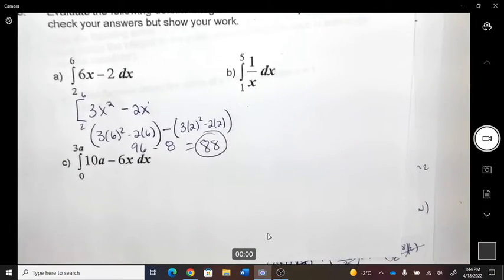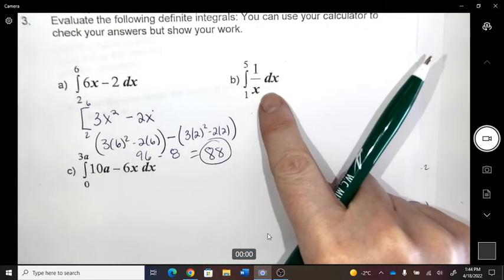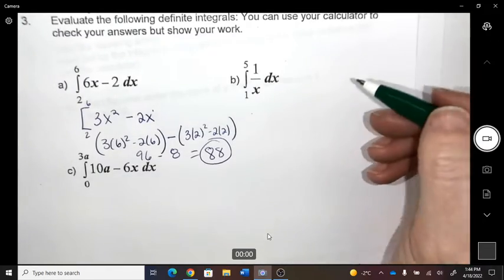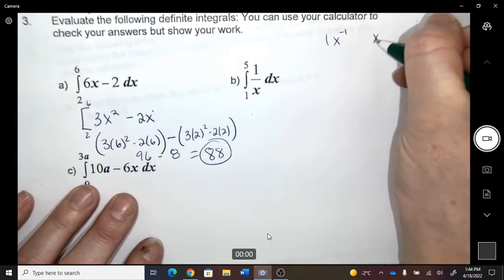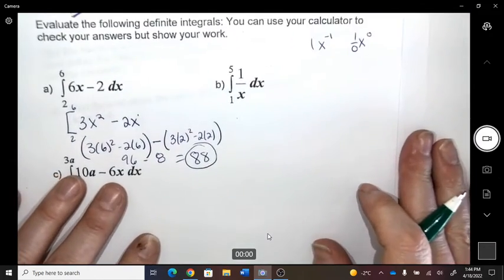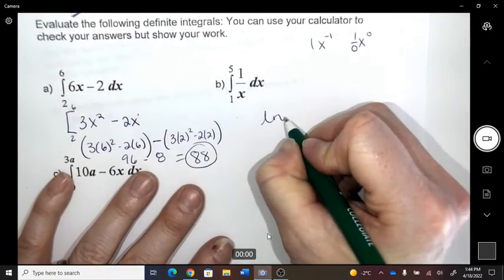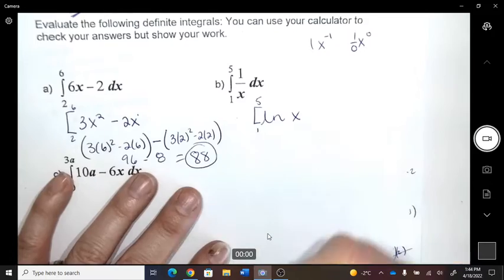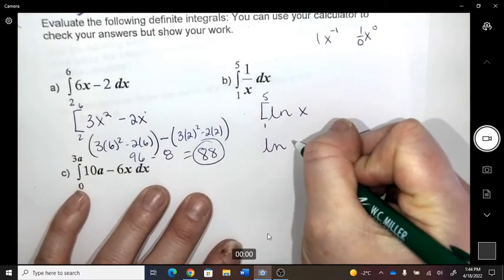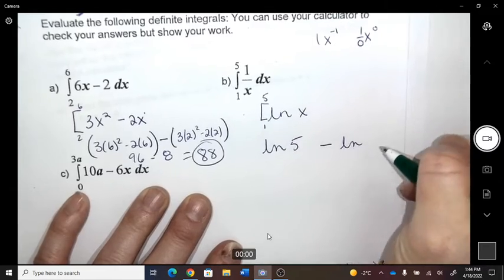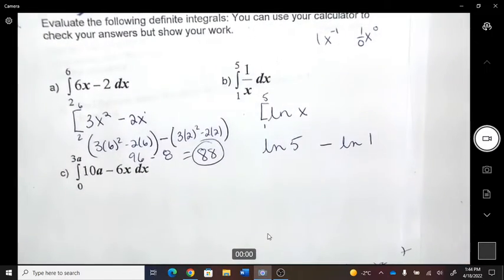Okay, B. Probably one of these you just have to recognize. What happens with the x on the bottom? Remember that if we were to try it, it won't go very well with that. So boom, recognize it's the ln. Okay. Now I'm going to plug in a 5. So the ln of 5 minus the ln of 1. Okay, and then those buttons on your calculator, obviously.